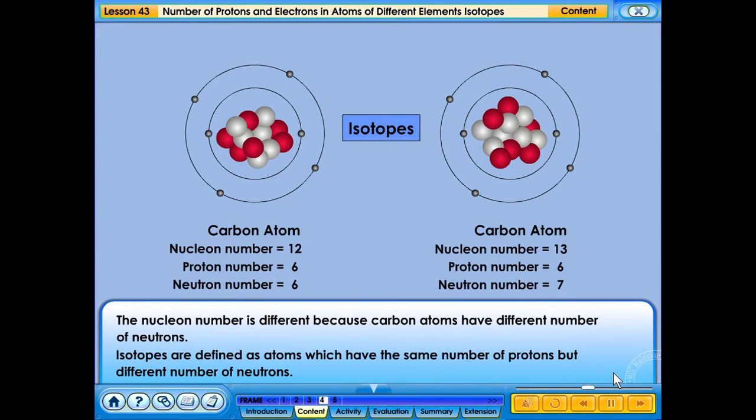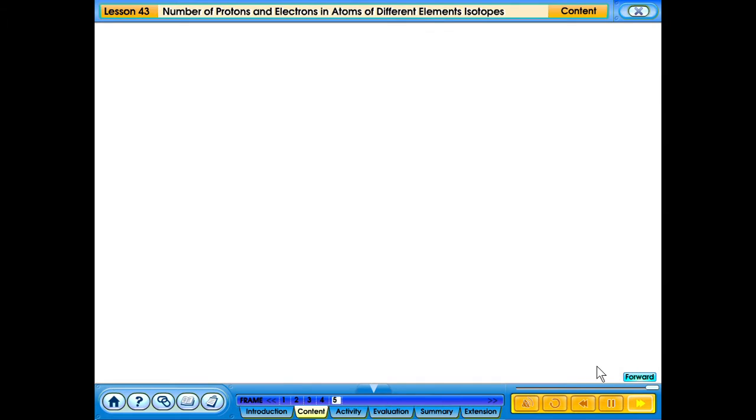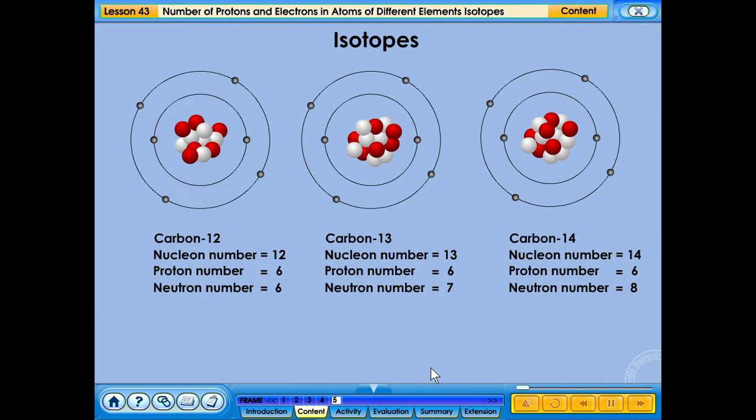Isotopes are defined as atoms which have the same number of protons but different number of neutrons. In carbon, there are 3 isotopes existing in nature. They are carbon-12, carbon-13 and carbon-14. These are called isotopes of carbon. The difference among these 3 isotopes is the difference in the number of neutrons in each atom. Click the picture of carbon to learn more about isotopes.